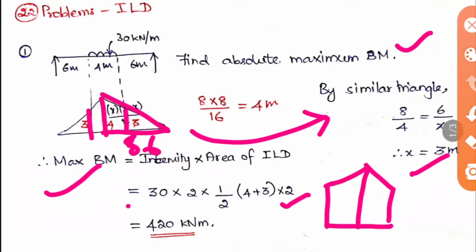So here A is 4 meters and B is 3 meters, and the L, that is the distance, is 2 meters. Okay, so it is 1 by 2, (4 plus 3) into 2. So when you multiply everything, you will get 420 kilonewton meter. So this is the absolute maximum bending moment of this structure.